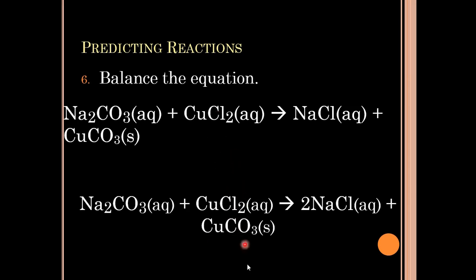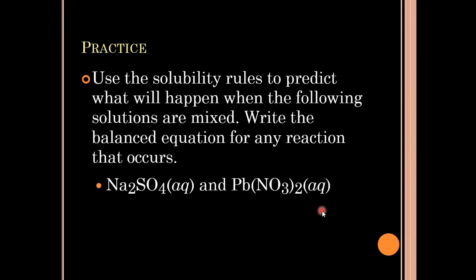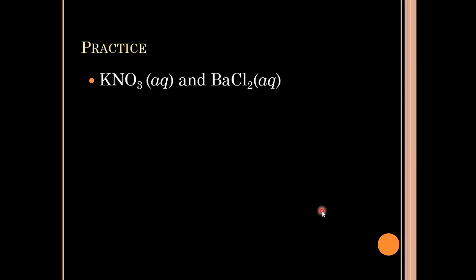So the last step is balancing the equation. Once you've figured out what is the solid and what is aqueous, and remember, if they're both aqueous, then you write no reaction. But if you have a solid, the next step is to balance it. So this is balanced when you put a 2 in front of the NaCl. Okay, so let's practice. Let's combine KNO3 and BaCl2.